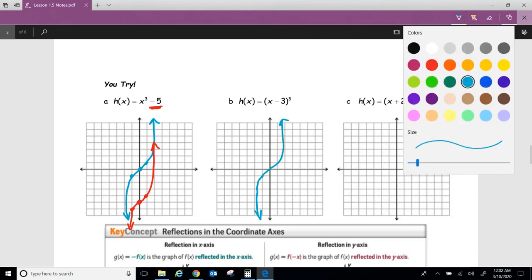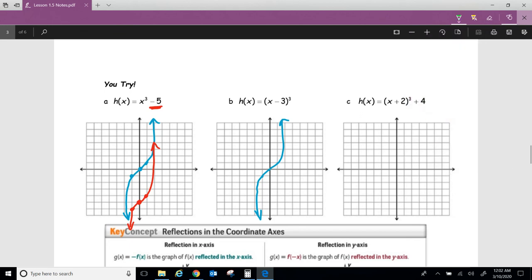All right, and then for our transformation, we're inside the parentheses. It says -3, which indicates left 3, but instead, because it's horizontal, we're going to go right 3. So 1, 2, 3 to the right. That's going to be my center point. Up 1, down 1, and over 1. And that gives me my nice points to make my S with.